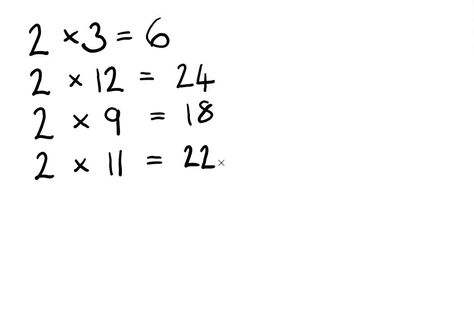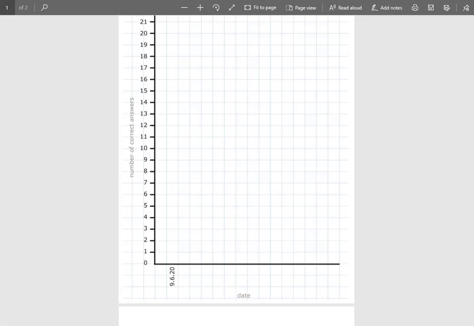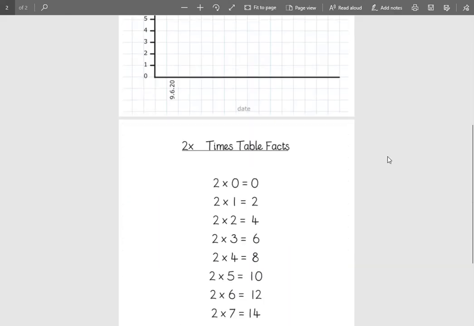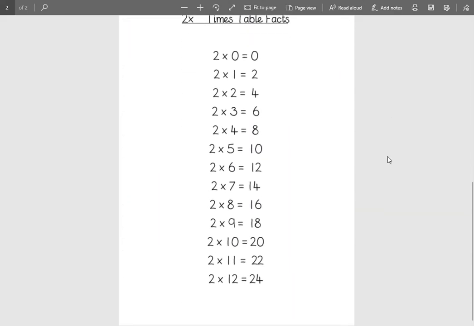Can you see I'm doing as many of those as I can, and it's okay if I get the same one. If I get 2 times 11 again, I can just write 2 times 11 equals 22. It still counts, it's still a correct answer. Then when the 2 minutes is up, you must stop. If you look on your printout, the answers to all of the 2 times table facts are here.